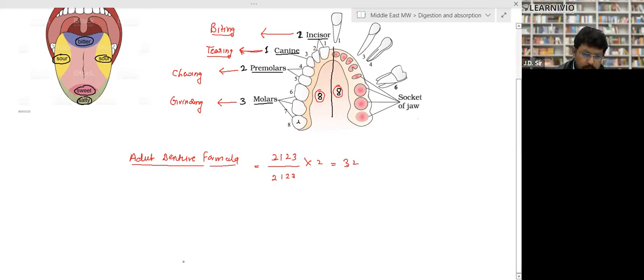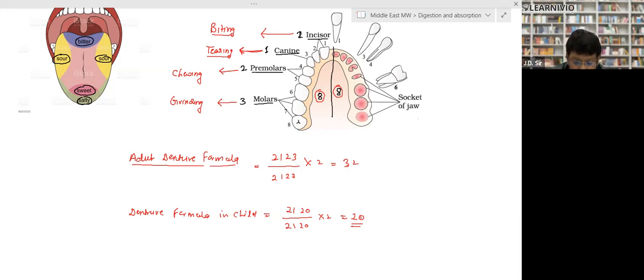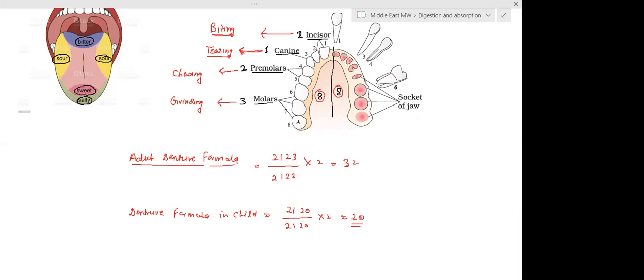Look, the denture formula in child. This is 2120 upon 2120 into 2. Zero means, so which teeth are absent in human child? So total teeth are 20. Come on, tell me. Molars. Very good. So molars are absent in child. Child do not have molar, right? Clear? Yes, sir.